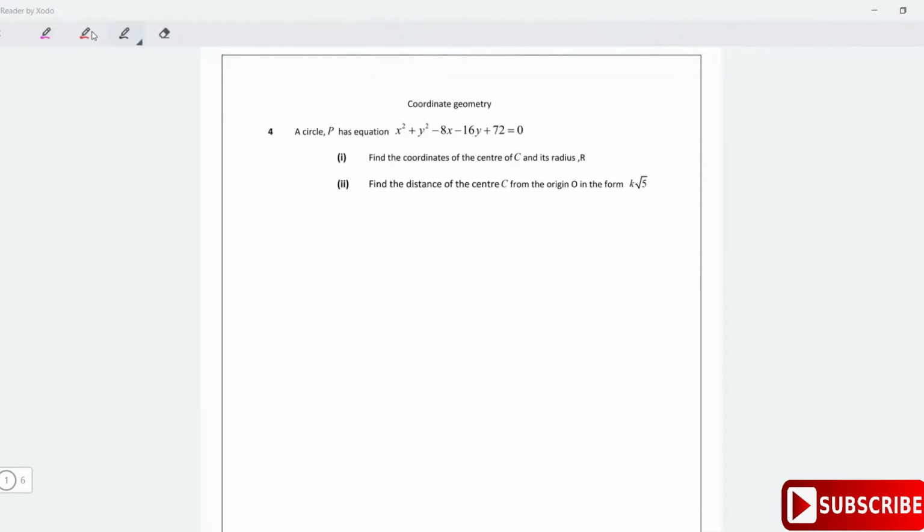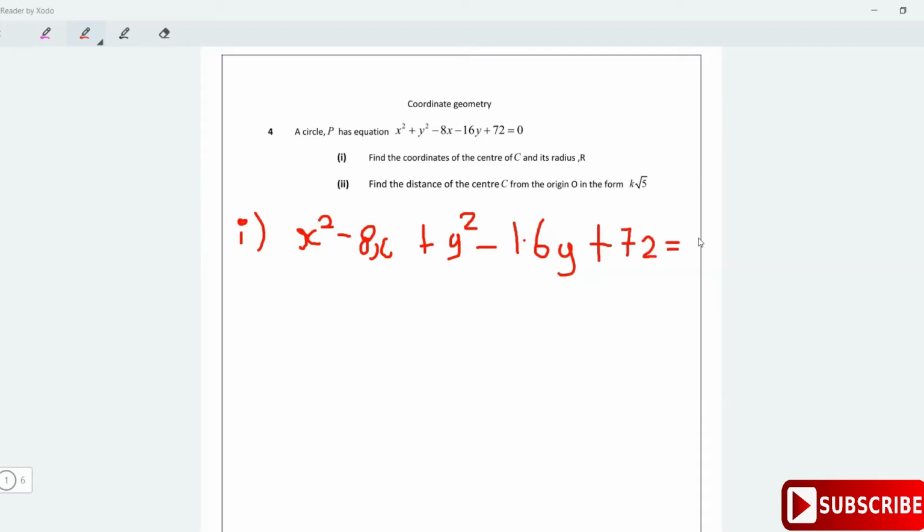In order to go from general form to standard form, number one, we group our x terms. We write it as x squared minus 8x. Then we group our y terms by saying plus y squared minus 16y, plus 72 equal to 0. So all we did was group our x terms and our y terms together. This is what you have to do.